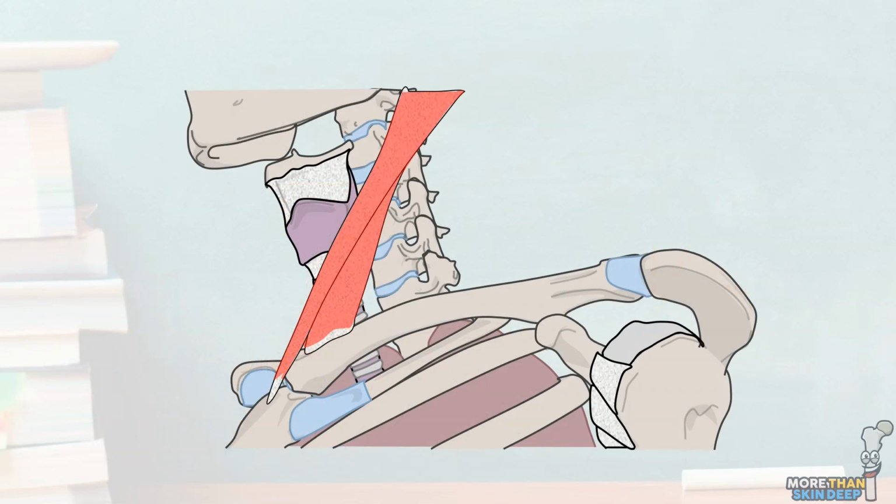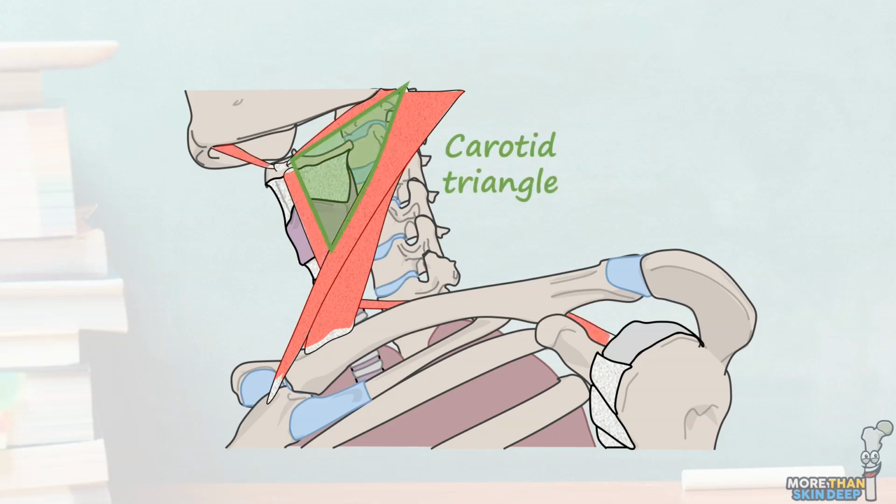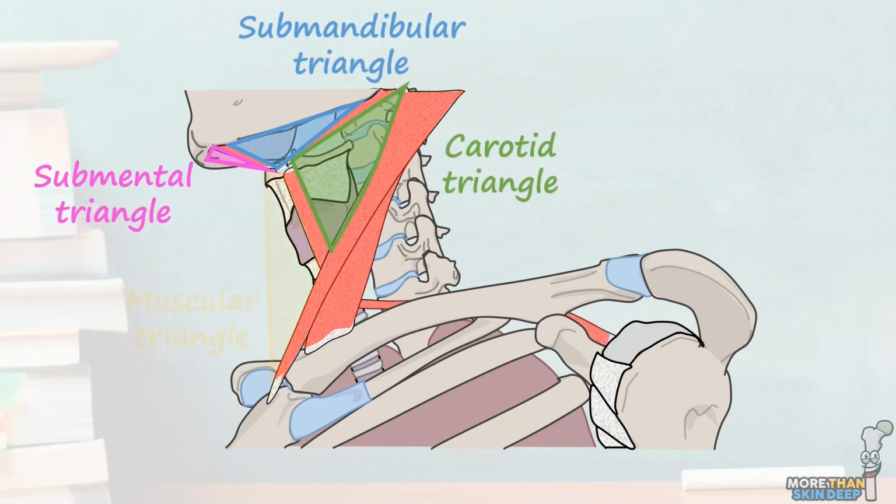As the anterior triangle is so large and contains so many structures, it is further subdivided into 4 smaller triangles. I'm going to do a dedicated video on each of these triangles, but for now let's just remember their names. They are the carotid triangle, submandibular triangle, submental triangle, and muscular triangle. It's important to remember that all these triangles are paired and exist on both the left and right side of the neck.